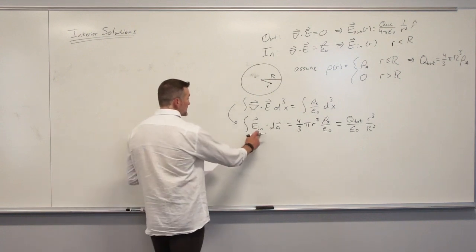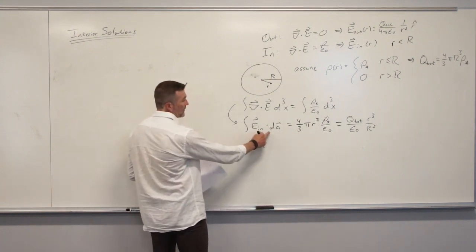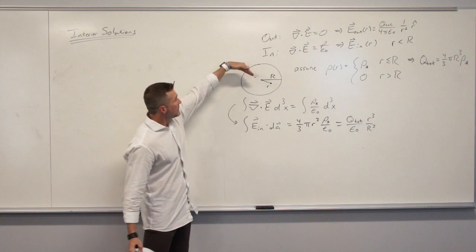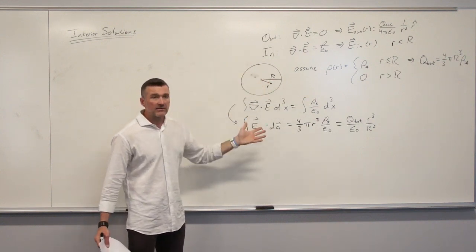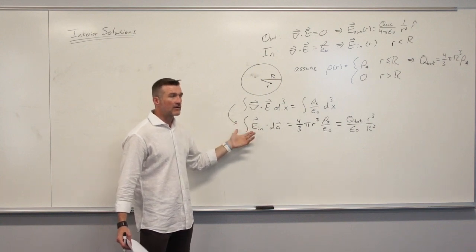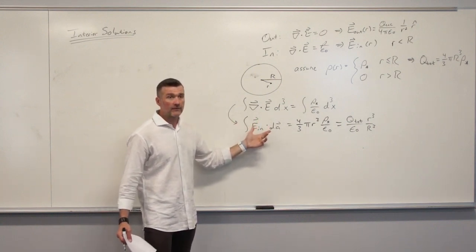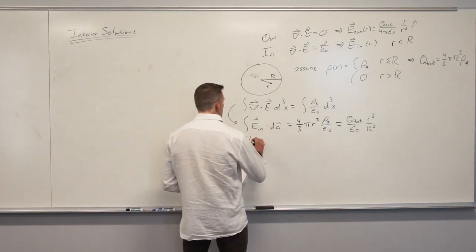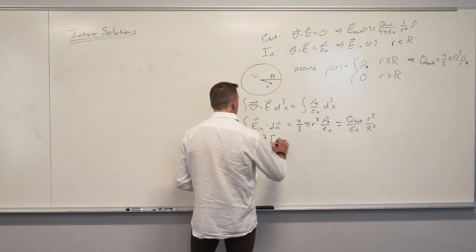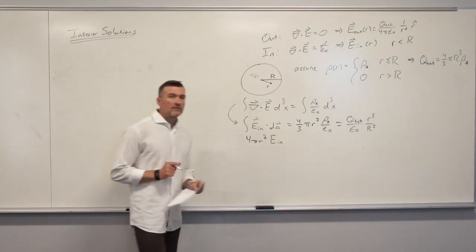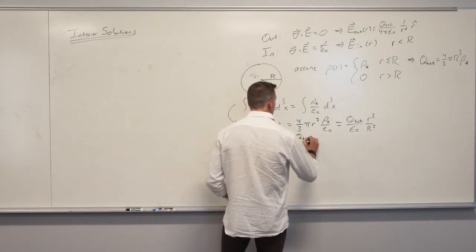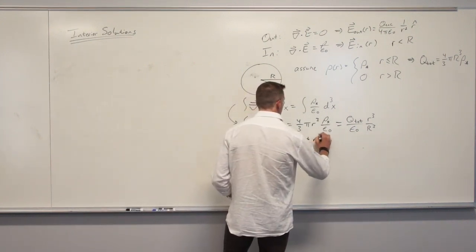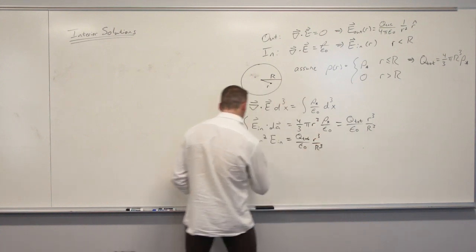Now we do this integral. We're integrating over the area. The electric field is perpendicular to the area, so this dot product simplifies, and this just becomes the magnitude of the electric field times the area of the sphere of radius r. So this is going to be 4 pi little r squared times the magnitude of the electric field in the interior, and then we can say that that's equal to Q total over epsilon naught times r cubed over big R cubed.